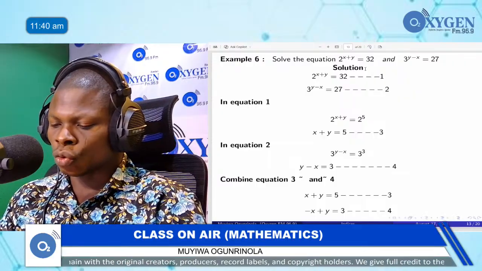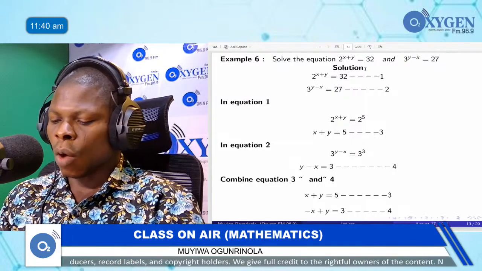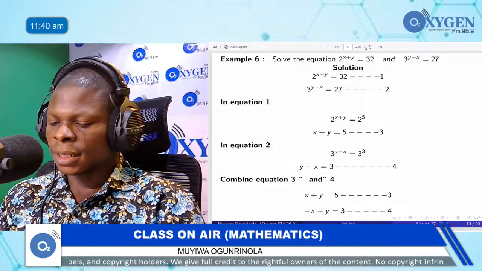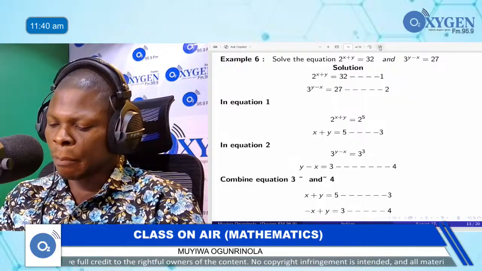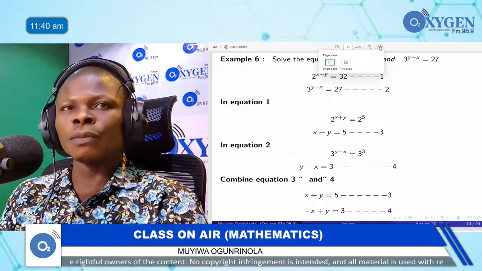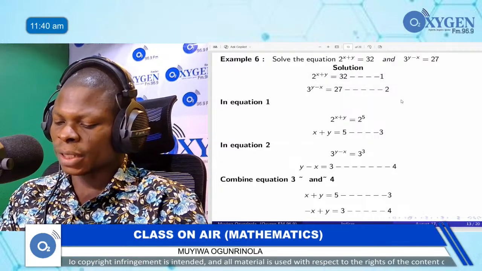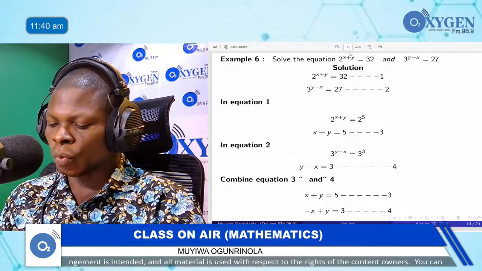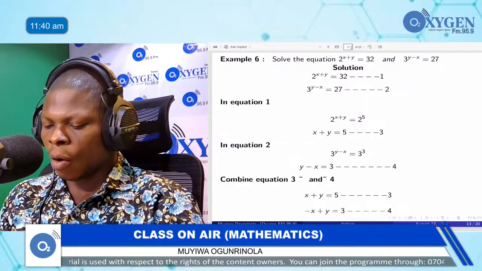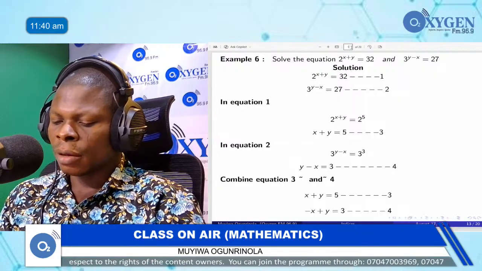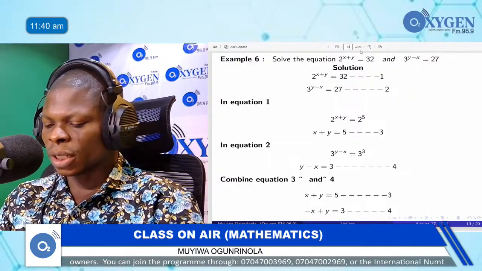Then we go back to equation 2, where we have 3 raised to power y minus x is equal to 27. 27 also can be simplified in power of 3, so that one will be 3 raised to power 3. So we are going to have 3 raised to power y minus x is equal to 3 raised to power 3. Since the bases are the same, we need to equate the power. So we are going to have y minus x is equal to 3. Let's call that one equation 4.